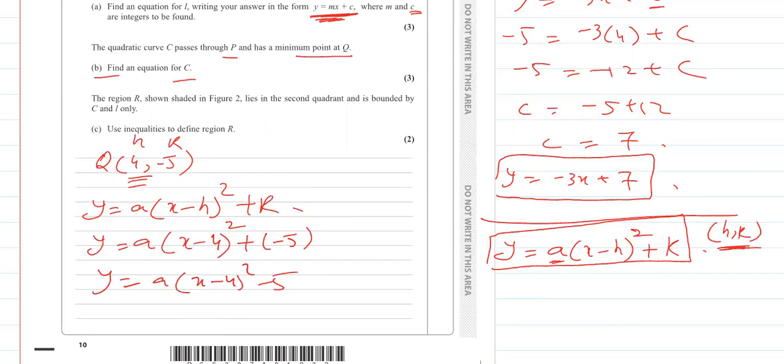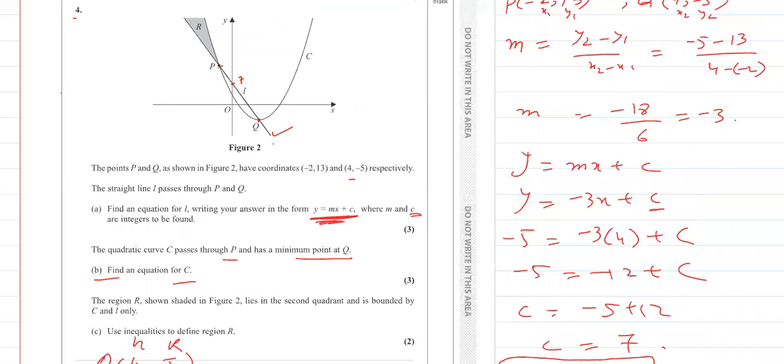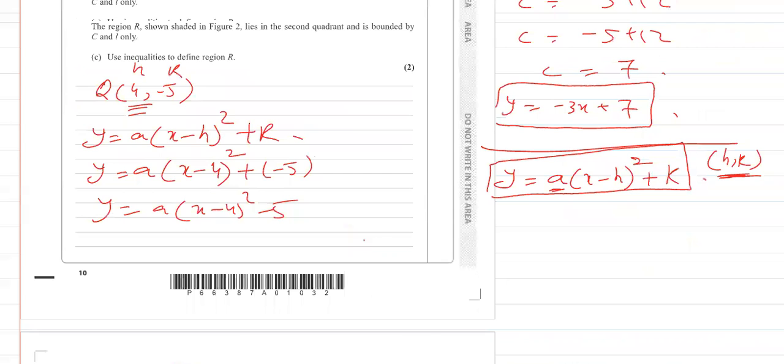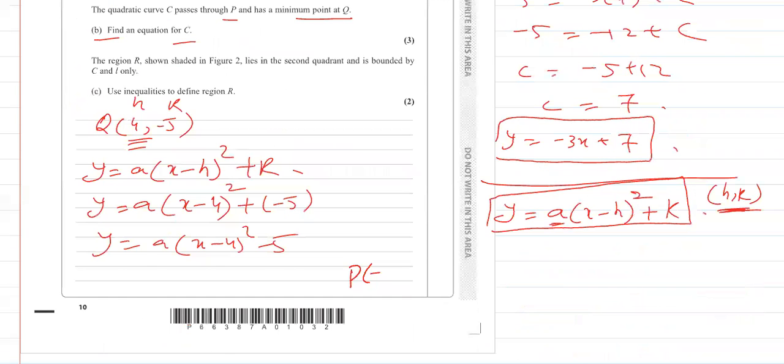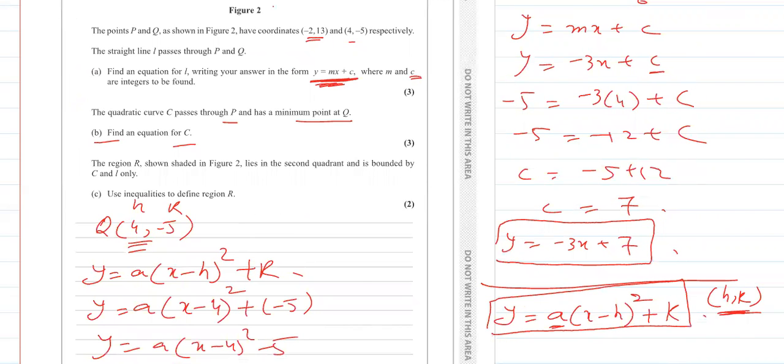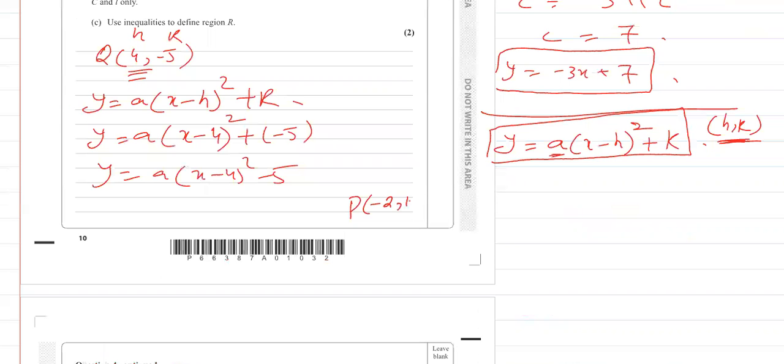Okay, now on the curve you have another point also. This is the minimum point. If you have a quadratic and you want to find its equation, you need two things: the minimum or maximum point and one more point. So another point is also there, the point P. P is -2, 13, and it is on the curve. So I can put this x, this y, to get the value of a also.